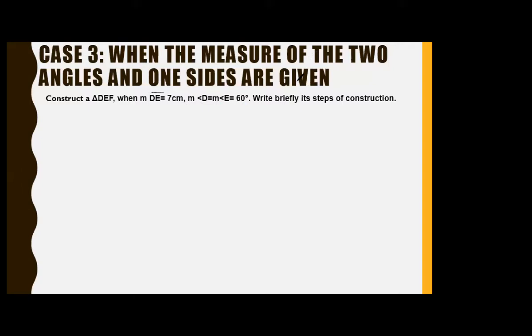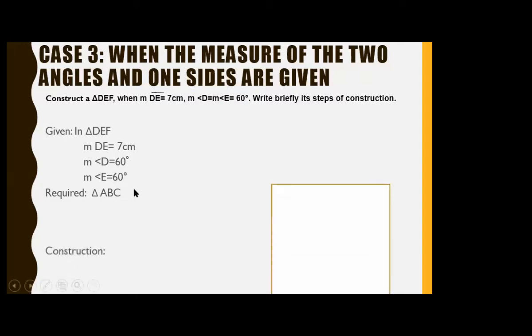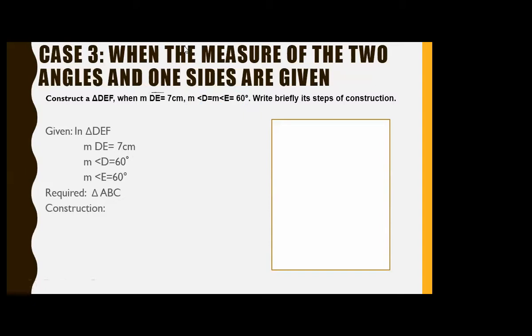Absolutely right, Shahroz. Same measurements are given. So here in the given, first of all, write in triangle DEF, measurement DE, measurement angle D, and measurement angle E is given. And one more thing, don't forget to draw a line on DE because it's a line segment, right?